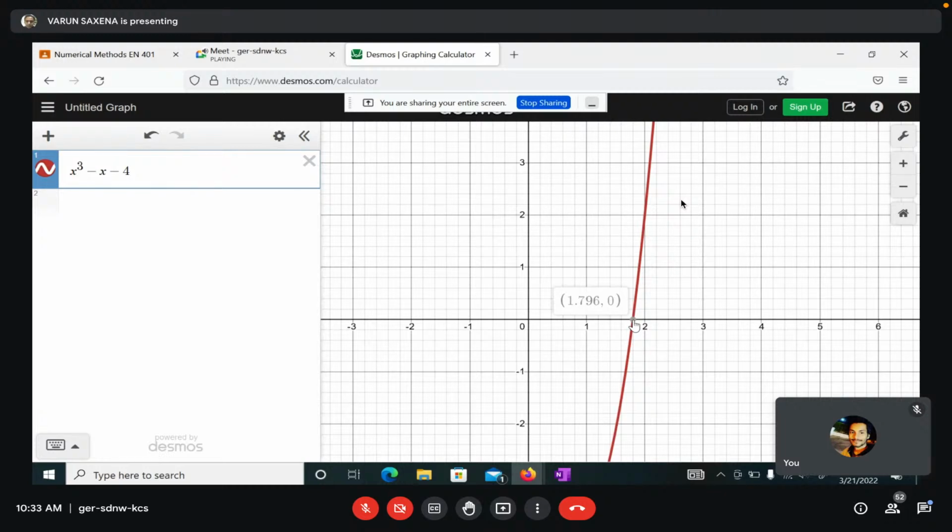If you look at the previous problem that we did, it was x cube minus 4x minus 9. Let me see, yes, it cuts the x-axis only at one point. I think the other solutions would be imaginary. If you look at this, it is 2.707, and we approached an answer which was 2.7065 or so.